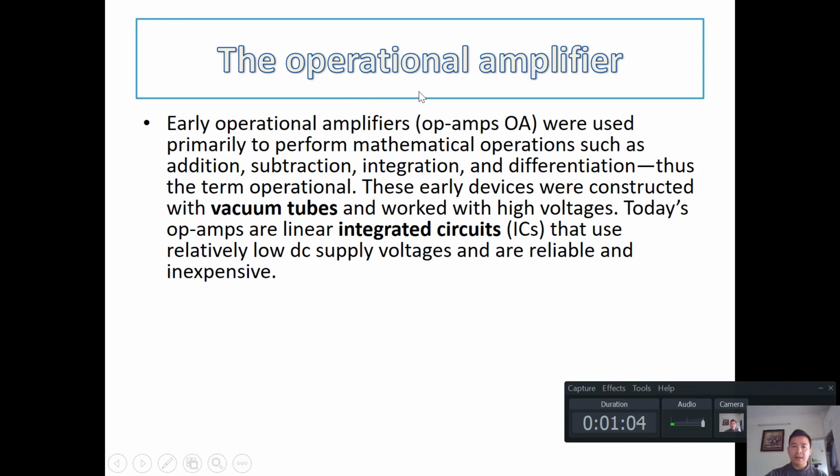This is very popular and usually used to perform mathematical operations, or in some cases when we need to do some calculation. For example, addition, subtraction, integration, and differentiation. And this is a kind of integrated circuit, IC. If you remember the IC, the operational amplifier is one kind of integrated circuit.